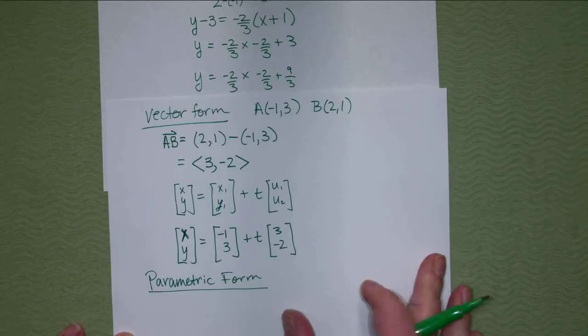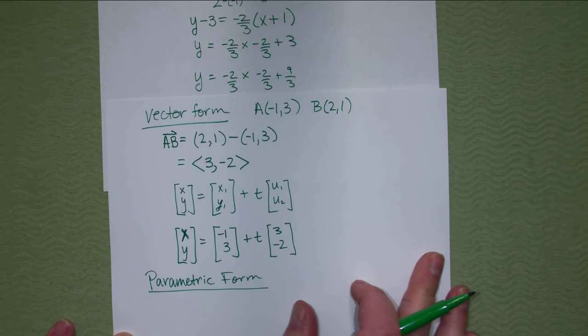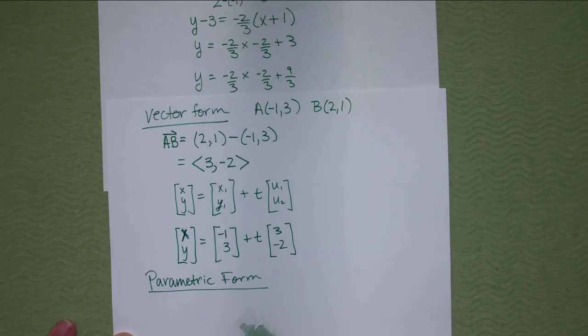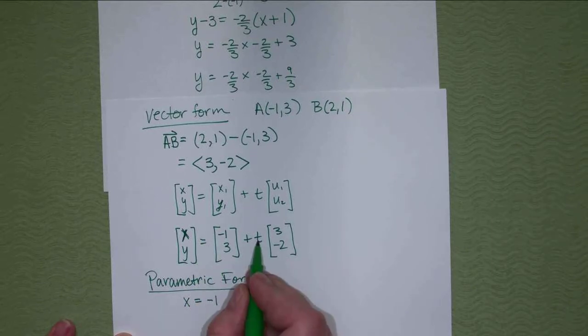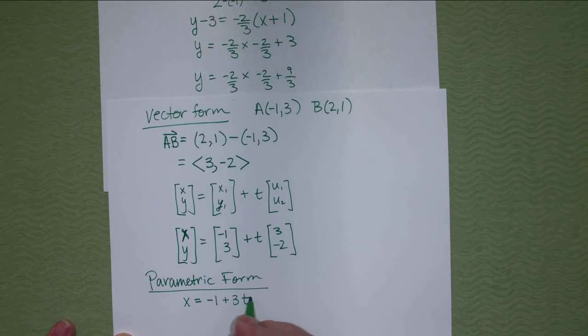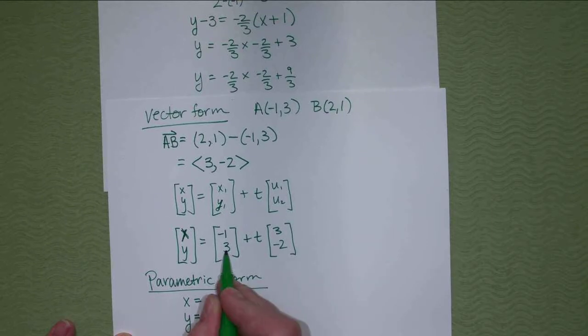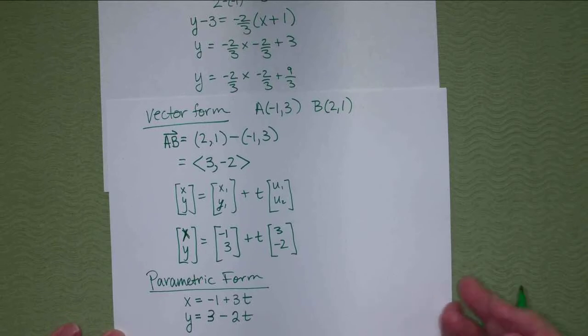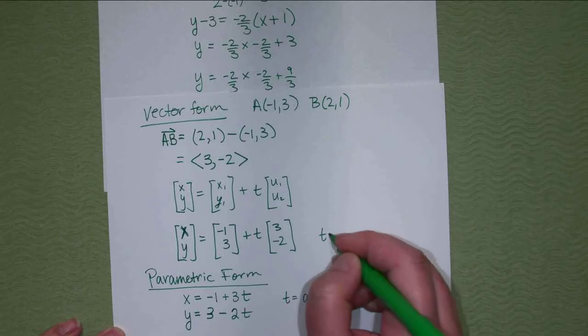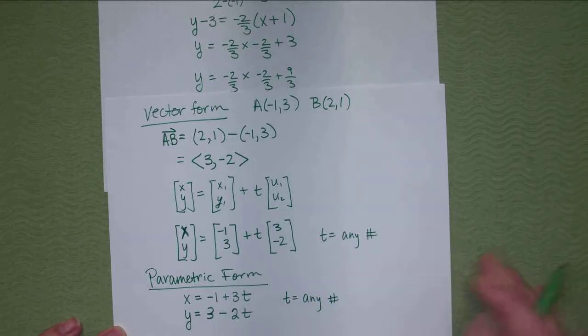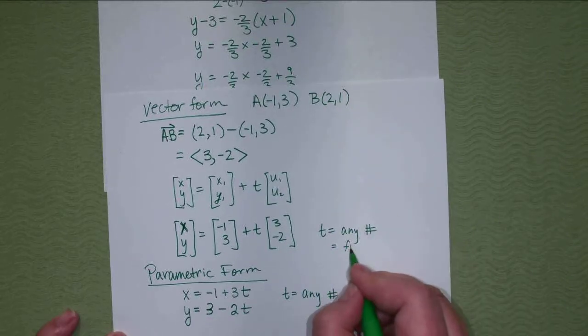And what's parametric form? We don't need to do anything else. Once you have vector form, you have parametric form, you just have to take the brackets out. So this would be x equals -1 plus t times 3, or 3t, and y equals 3 minus 2t. That's called parametric form. Sometimes they'll say t is free, which just means it can be anything.